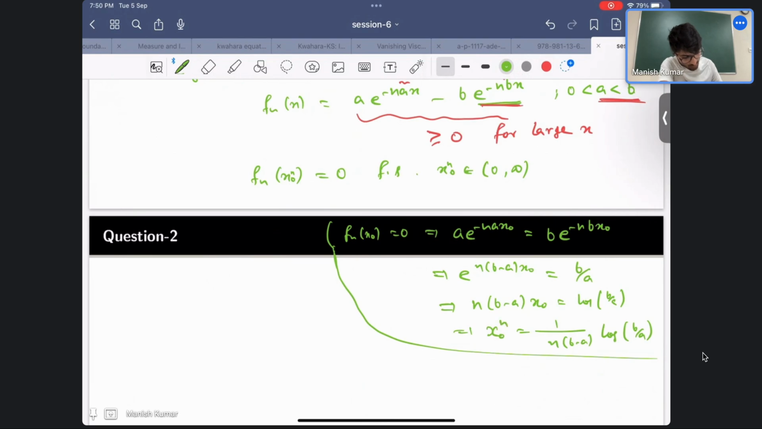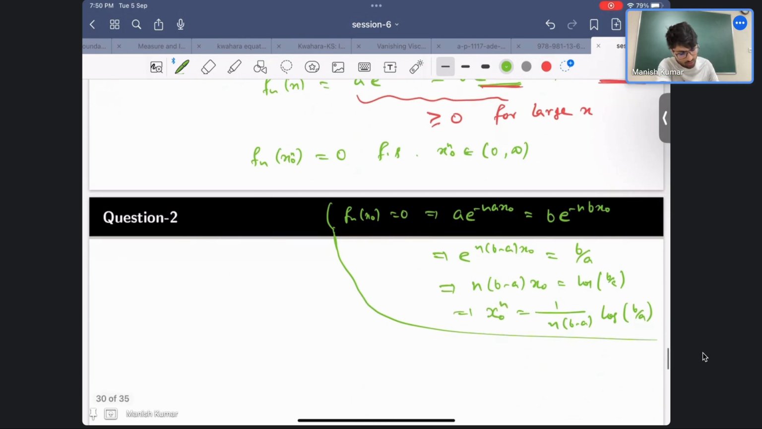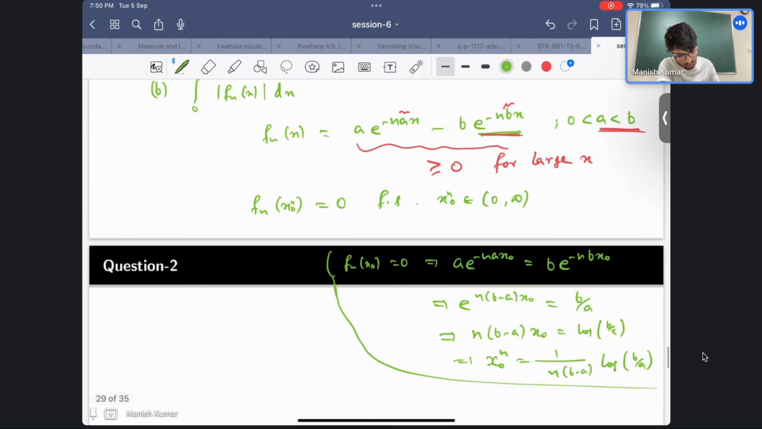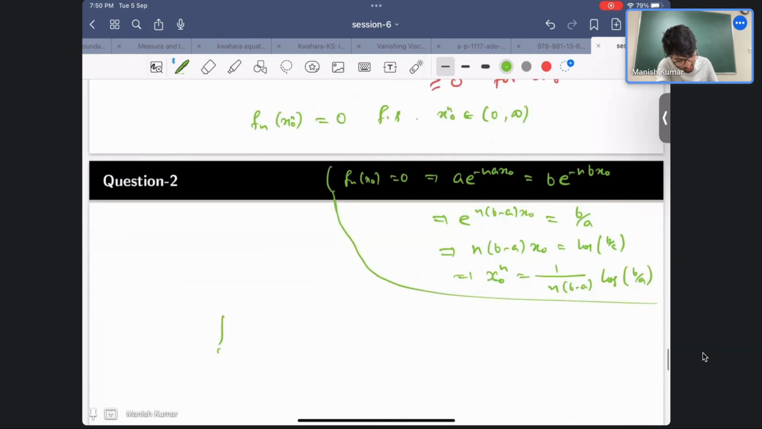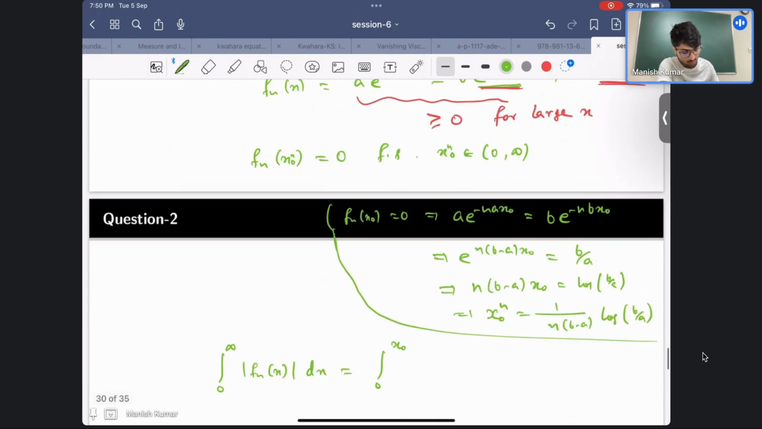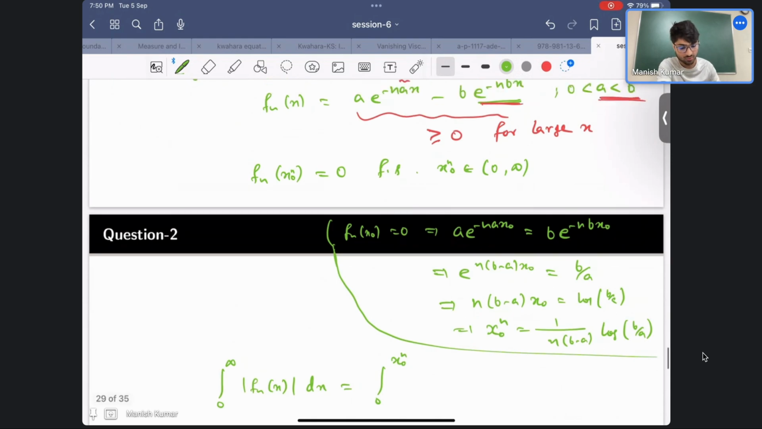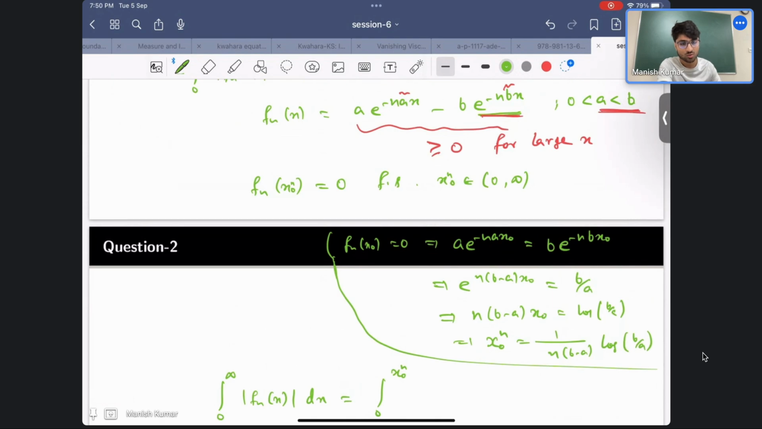Okay, so you'll get something that fn of x naught is 0. So why am I doing this? Because I want to split this one. So the integral from 0 to infinity of mod of fn x dx, now I can write in 0 to x naught. Actually you can prove all this, that in 0 to x naught it will be negative, and after x naught it will be positive.